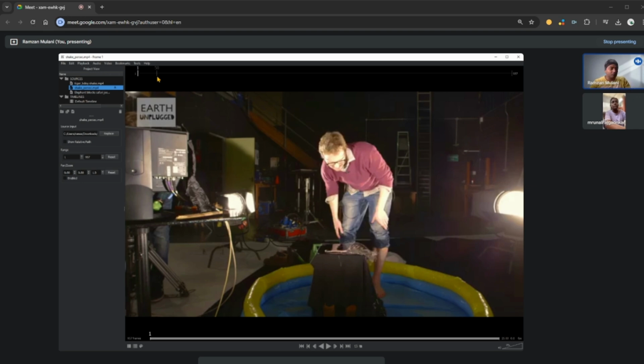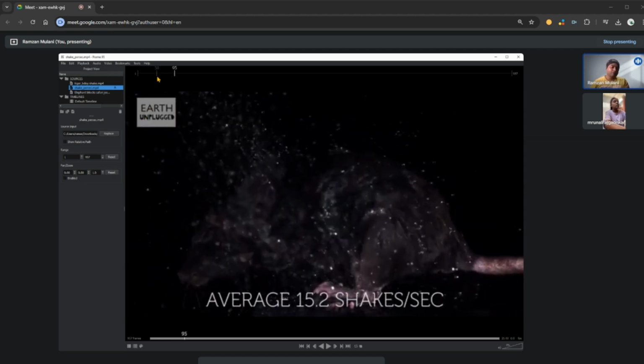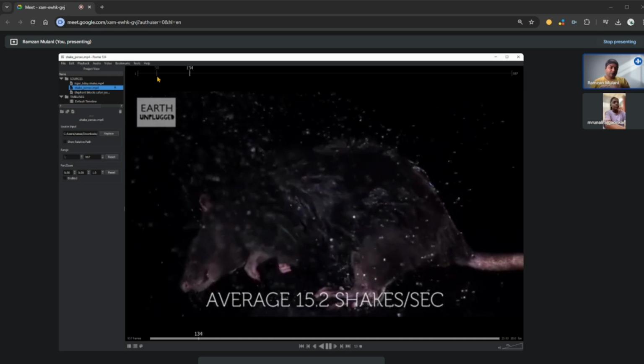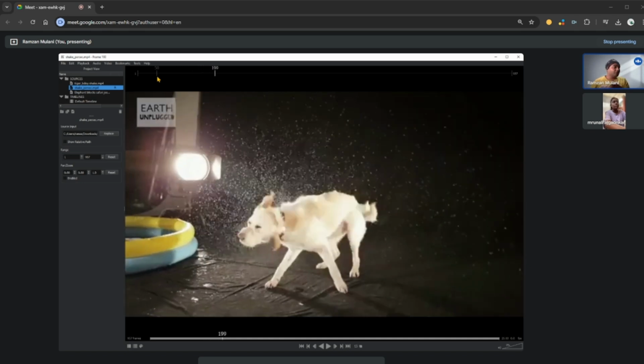But our purpose is to compare smaller animals with bigger animals, so we can understand how motion happens. You can see this guy is shaking 15.2 shakes per second for this rat. So what we understand is that the small animals' shakes happen really fast. Small animals move really fast in less time.